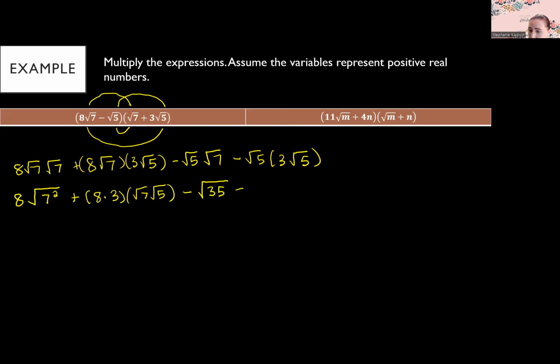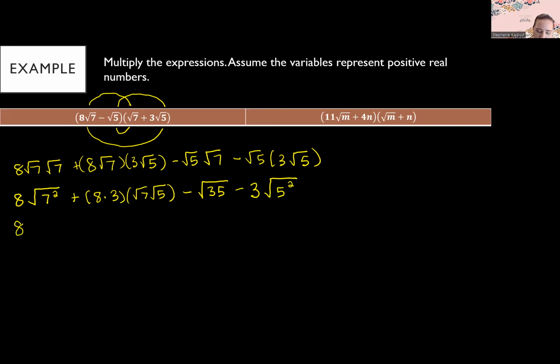And then I've got a minus, and then square root of 5 times 3 square root of 5. So the 3 just kind of goes in front because the square root of 5 would be a 1 in front of there. And then 5 times 5 is 25. Or you can write that as 5 squared. So let's go back to the left.